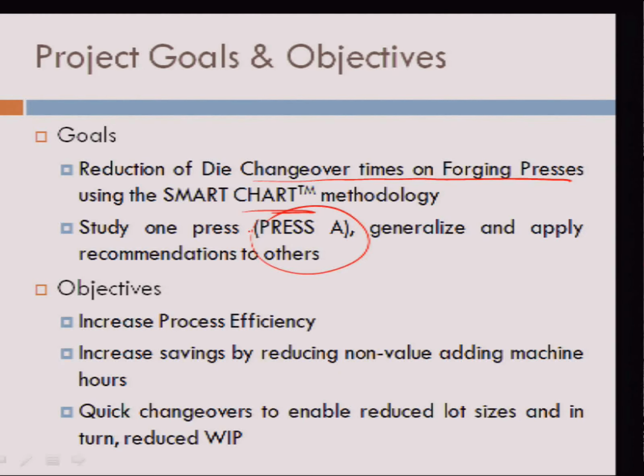The objectives are pretty straightforward: reduce or eliminate non-value added time, and basically increase the savings. And of course, give them quick changeover whereby they might be able to respond to smaller volumes of orders and maybe a higher mix of orders without having to pay overtime or buy extra equipment.